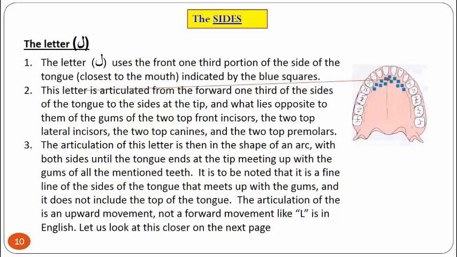The articulation of this letter is then in the shape of an arc, with both sides until the tongue ends at the tip, meeting up with the gum of all the mentioned teeth. Right? All 4 sets of teeth, inshallah. It is to be noted that it is a fine line of the sides of the tongue that meets up with the gum, and it does not include the top of the tongue. The articulation of the lam is an upward movement, not a forward movement like L in the English. Let us look closer to this on the next page.